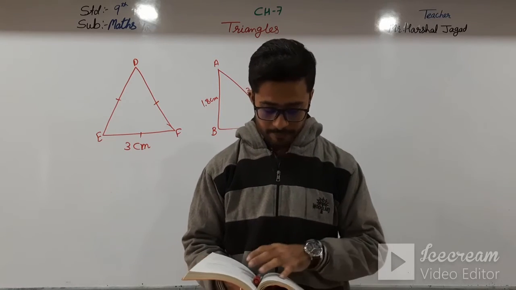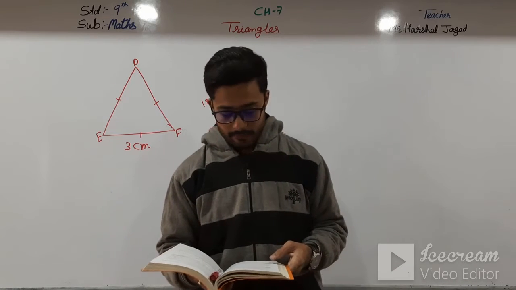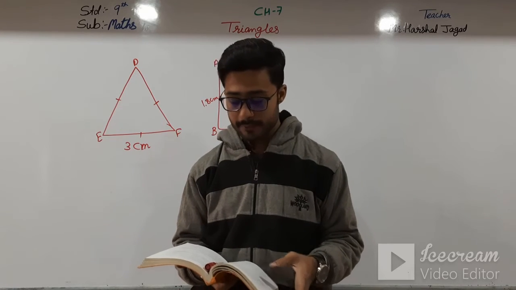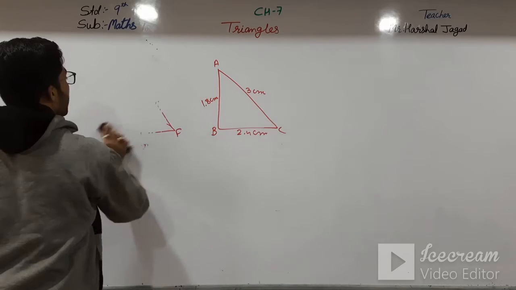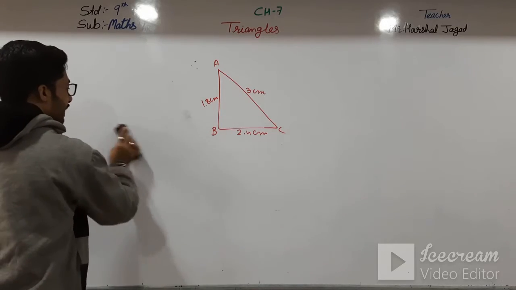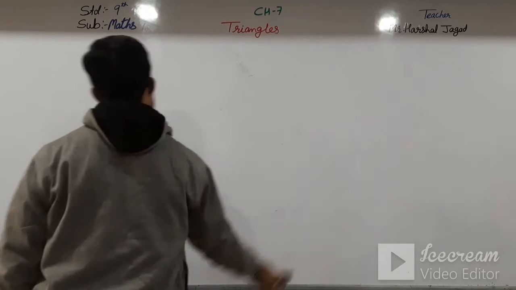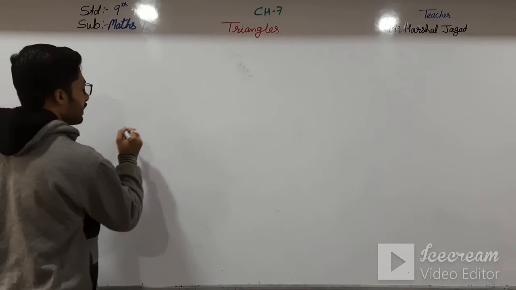Now moving further, draw two triangles with one side 4 centimeter and one angle 50 degree, and see if they are congruent. If you have to draw one side with 4 centimeter and another angle with 50 degree, let us draw that and see whether it is congruent or not. I am drawing this one. In that, this is 4 centimeter.